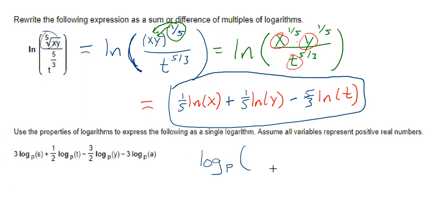It'll be base p. And just going backwards, what we're going to do is look at the different things inside of each of these logarithms. If it comes from a positive logarithm, then that factor needs to go in the numerator. And if it comes from a negative logarithm, then that factor needs to go into the denominator, right? So s is from a positive logarithm, so s will go in the numerator. T is from a positive logarithm, right? It's positive here, so t will also go in the numerator. Y is from a negative logarithm, so y should go in the denominator. And a is from a negative logarithm, and so a should go in the denominator.